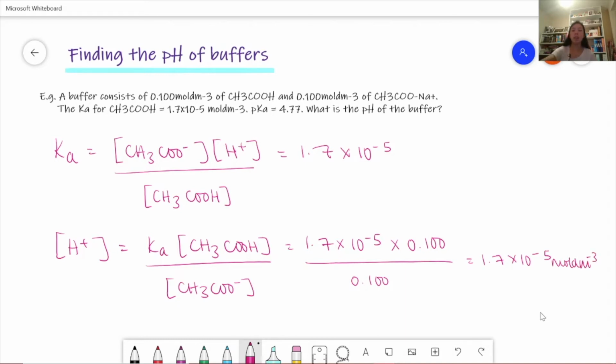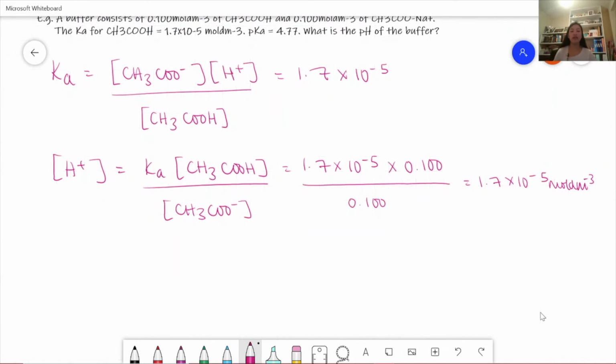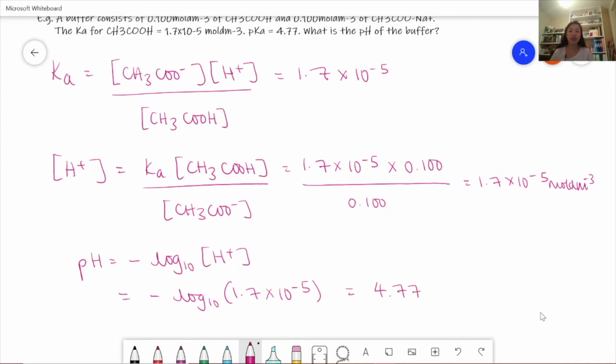And then we use the formula for pH. So pH equals the minus log to the base 10 of this concentration of H plus ions. That equals minus log to the base 10 of 1.7 times 10 to the minus 5. And this gives us a pH of 4.77.